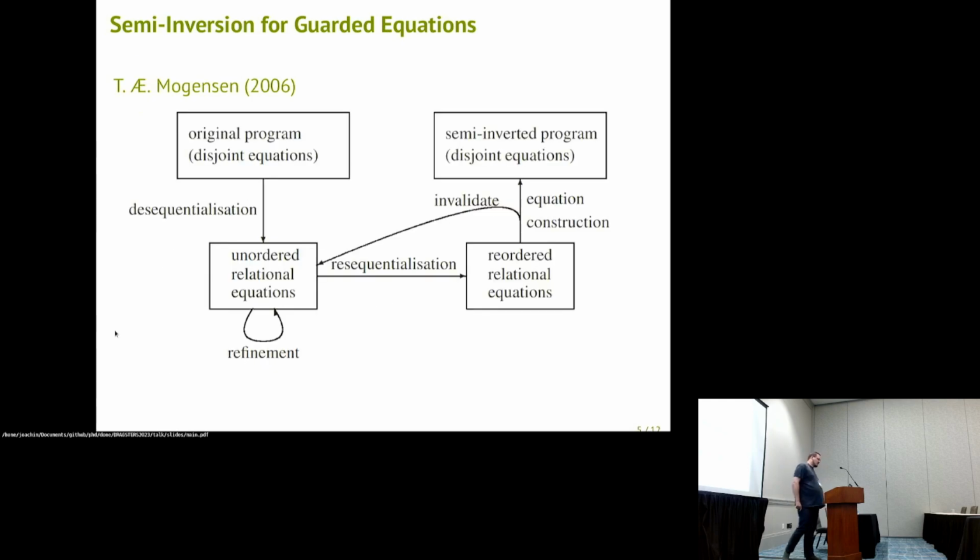One way to do this is to take the original program, which is some equations, and consider them as unordered relations. Then you can perform refinements and try to re-sequentialize them. You don't really know when this works and when it doesn't work, but if it works, then you get an inverse program. So it's not very satisfactory.